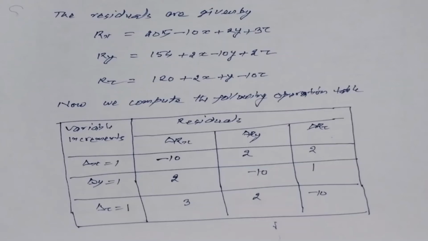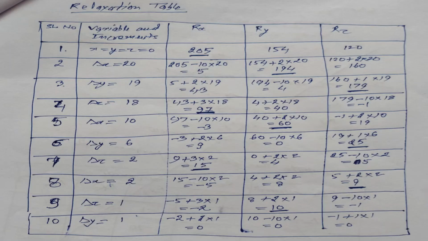When delta y equal to 1, delta Rx equal to 2, delta Ry equal to minus 10, delta Rz equal to 1. Delta x equal to 1, then delta Rx equal to 3, delta Ry equal to 2, delta Rz equal to minus 10. This is the operation table.